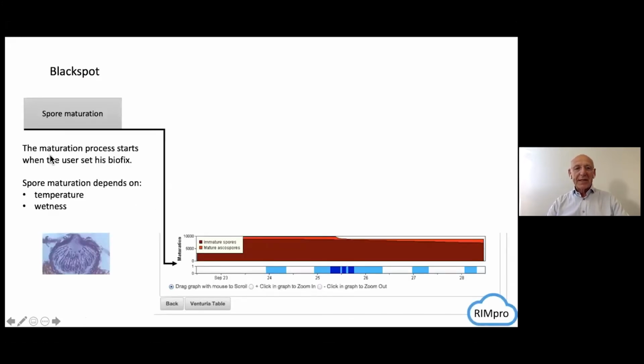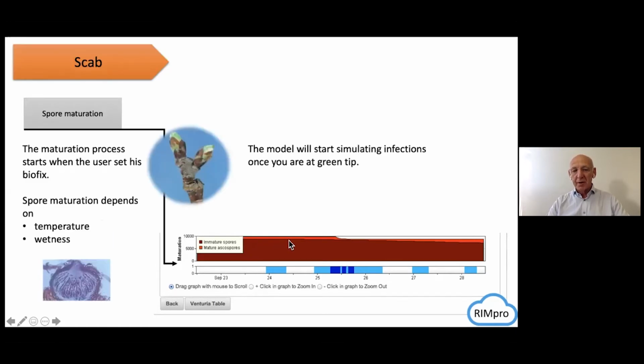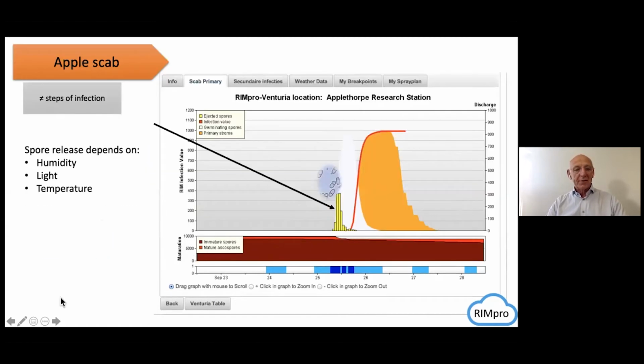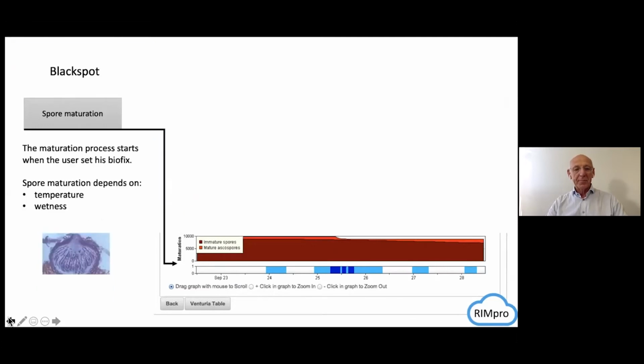Coming back to the black spot again, just a little bit about spore maturing. These are the lesions. Remember, they survive the winter, and the spores mature in the spring. And what you see on Rimpro here, you can see the spores are getting ready. Again, you can see the spores getting mature. As soon as they get mature, the spores can go up in the air and affect the apples.